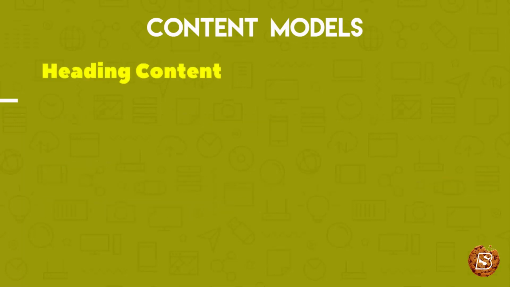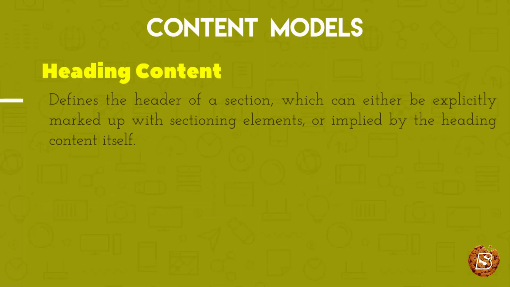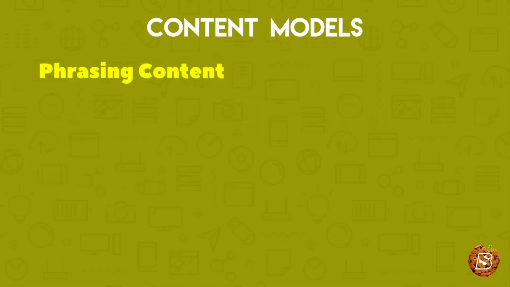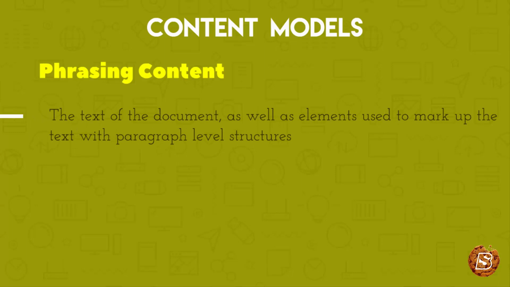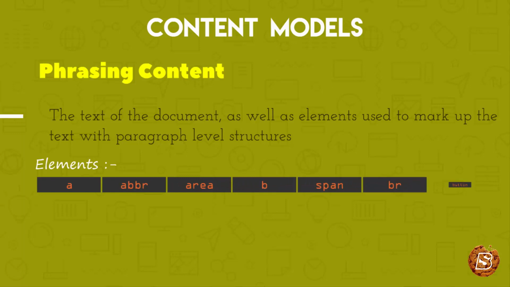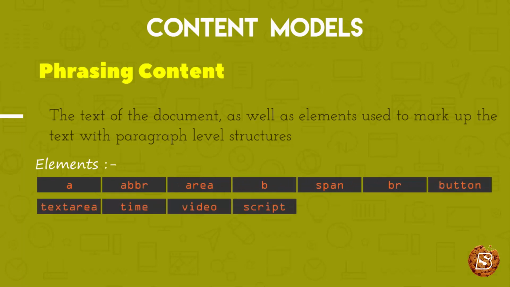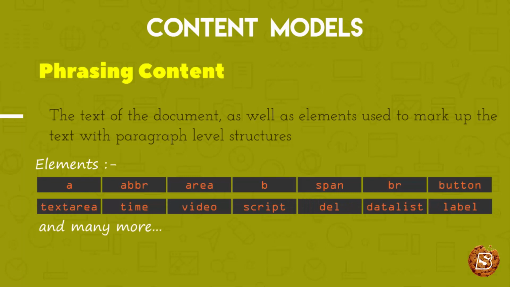Next we have heading content, and it's defined as the header of a section which can either be explicitly marked up with sectioning elements or implied by the heading content itself. The elements include H1 to H6 and header group itself. Phrasing content is the text of the document as well as elements used to mark up the text with paragraph level structures. Elements like anchor tag, abbreviation, area, bold, span, BR, button, text area, time, video, script, del, data list, label, and many more are examples of phrasing content.